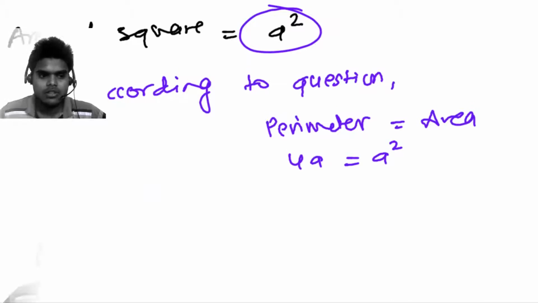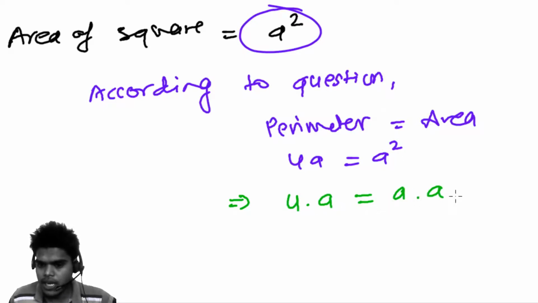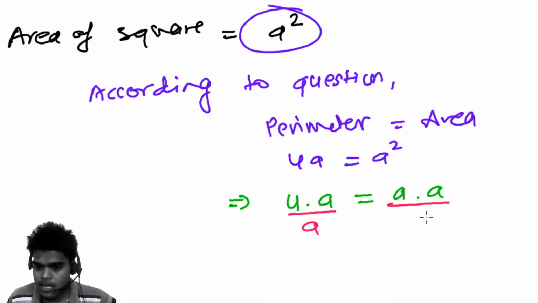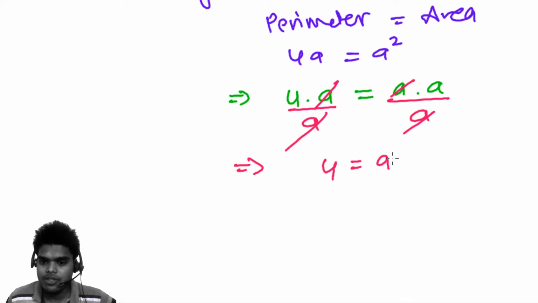You can see there, let me break it down further. 4a is actually 4 times a, and a squared is actually a times a. You can very simply cancel these two things, but I am not going to do that. Instead of that, I will divide both sides by a. Now I can cancel this a with this a. So 4 equals a, that means a is actually what? a is actually the side of the square.